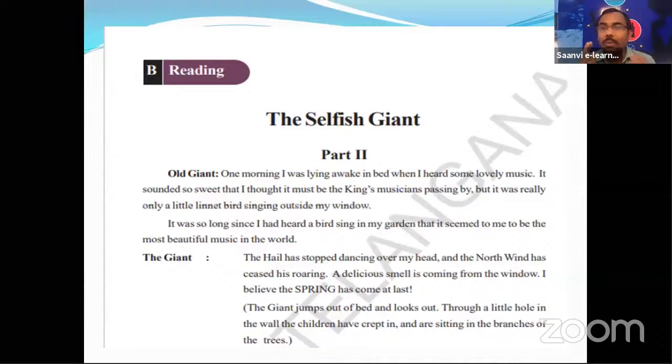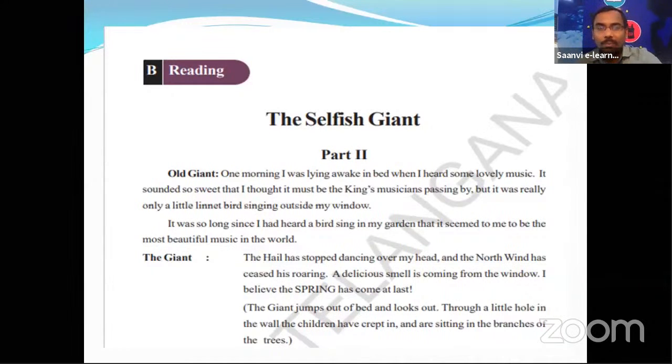Then what happened? The spring did not come to his garden. The north wind, the hail and the snow were very happy because they could stay some more months in the garden of the selfish giant. The selfish giant didn't even understand why the spring did not come to his garden. We all know the reason. He drove the children away from his garden. He was very selfish, so God wanted to punish him. That's why God did not allow the spring to enter the selfish giant's garden.